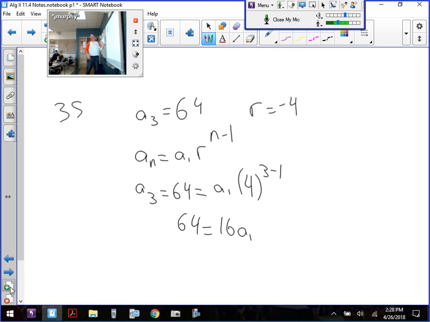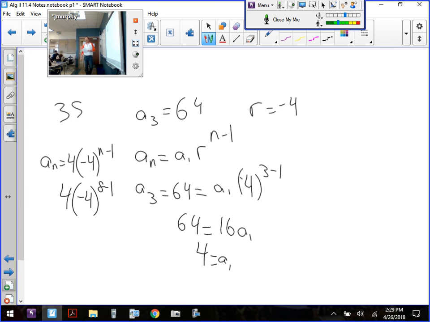That'd still be 16. So then that gives me an initial term of 4. So now I have my first term times my rate of -4 to the n minus 1. And then it asked me to find the 8th term. I would put that in my calculator: 4 times -4 to the 7th. What's that?